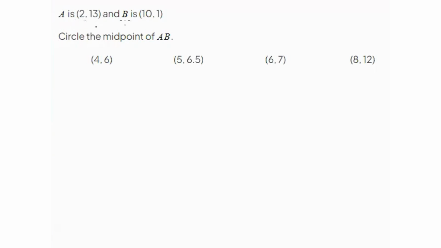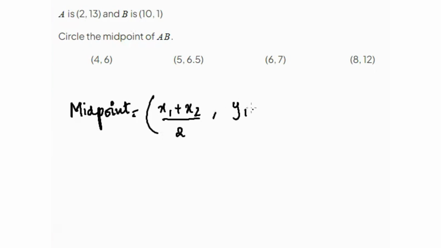A is (2, 13) and B is (10, 1). Calculate the midpoint of AB. So your formula for midpoint is x1 plus x2 over 2, comma, y1 plus y2 over 2. So basically, we're trying to find the average of the x and y values of the given points.